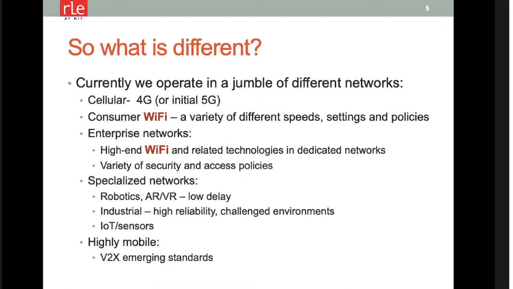And as you know, there's a variety of different speed settings and policies, and that standardization is actually done by a completely different body from 3GPP. Enterprise networks, whether it be high-end Wi-Fi and related technologies, a lot of emphasis there on security and access policies. And then we have specialized networks, robotics, AR, VR, very low delay, industrial networks, and then IoT sensors, which also operate with body area networks, with standardization usually through IEEE. But there again, in a very diverse, very heterogeneous setting.